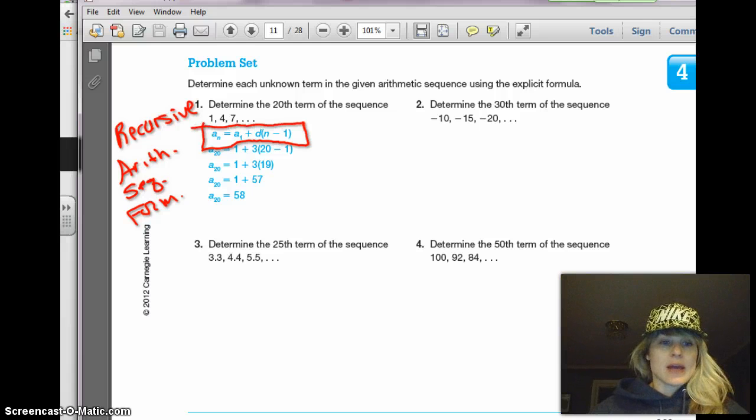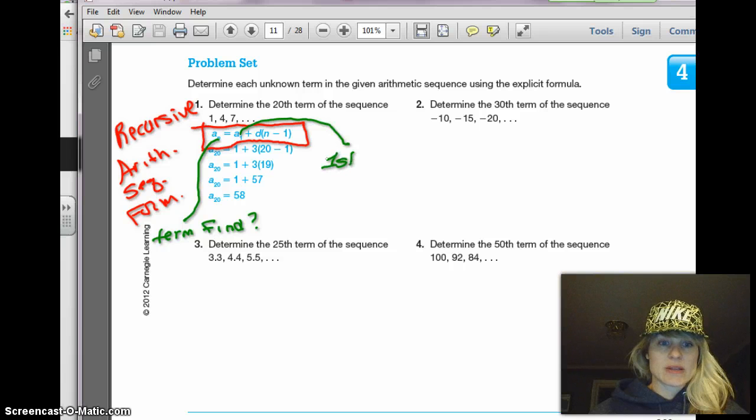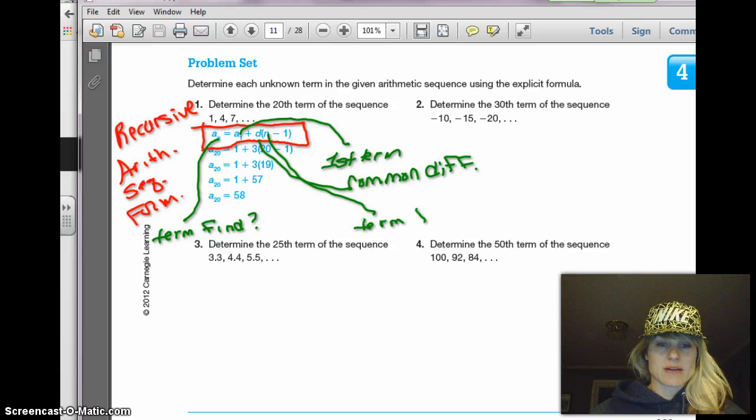Okay, a sub n. This little n is the term you're trying to find that you don't know. A sub 1 is the first term in the sequence. Your d, we already know, is the common difference, whatever it's going up and down by. And then the n is the same thing as the n was over here. It's the term we're trying to find. It's the same variable. Okay?